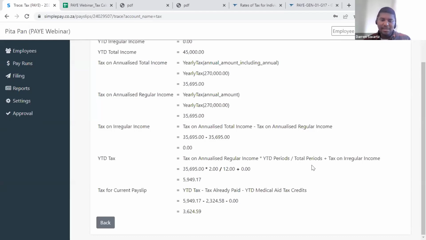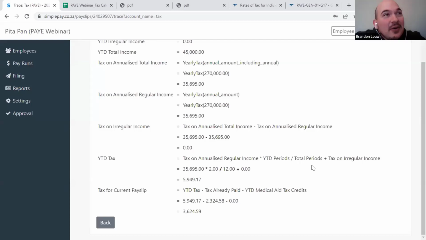Now, what happens in a case when we know that the employee is only going to work for 1 month in the tax year? It's an employee that's appointed on the 1st of February, and they only earn, let's say, 10,000 Rand for that month. Will that employee still be taxed on a 120,000 annual equivalent instead of just taxing them on the 10,000 that we'll know they'll earn for the tax year?